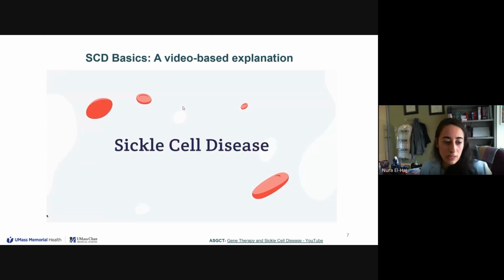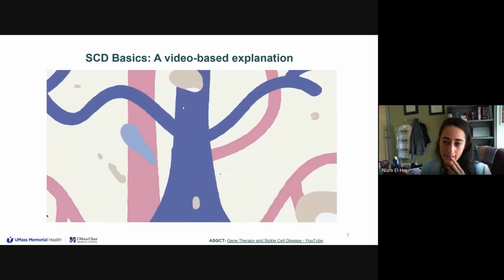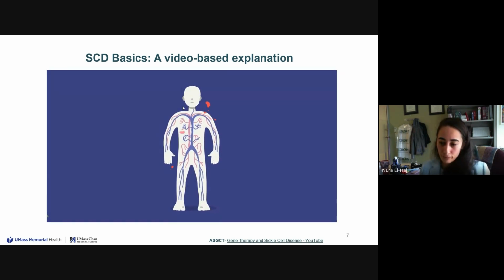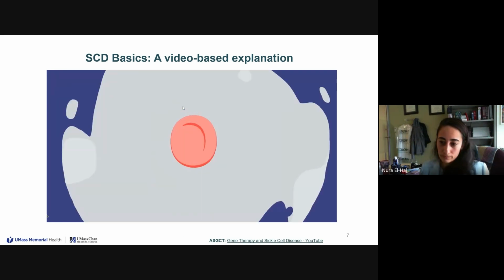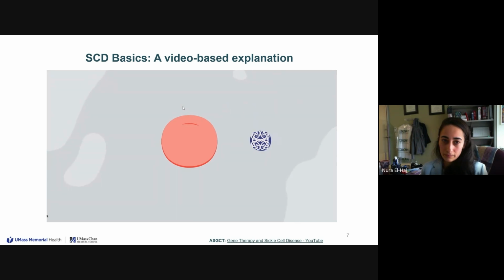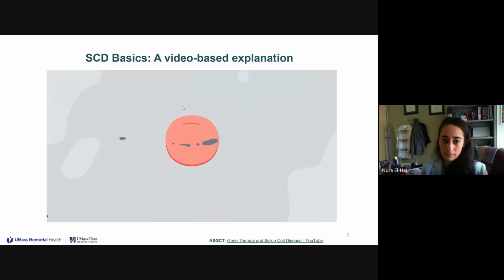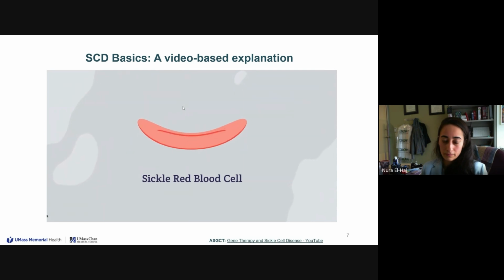Sickle cell disease is an inherited blood disorder that affects red blood cells. Healthy red blood cells are round and flexible, allowing them to move easily throughout the body to deliver oxygen. Red blood cells contain hemoglobin, a protein that carries oxygen from the lungs to all the tissues in the body. However, people with sickle cell disease inherit a faulty beta globin gene, referred to as the HBB gene, that affects hemoglobin production, causing the red blood cells to become stiff and rigid and take on a sickle or crescent shape.